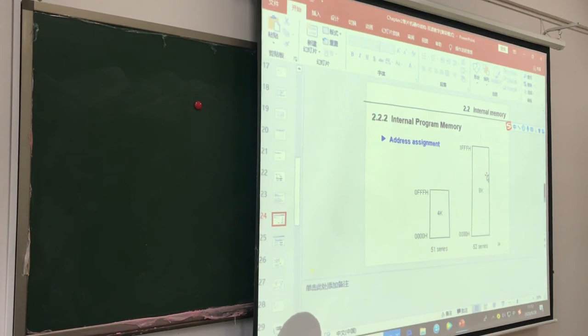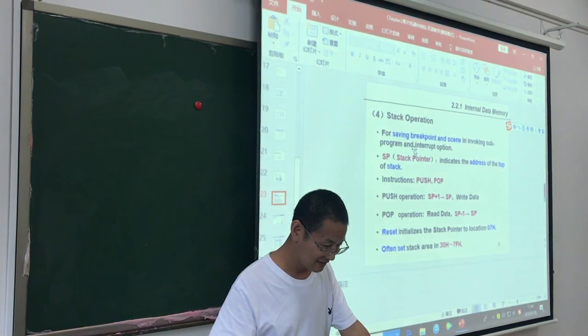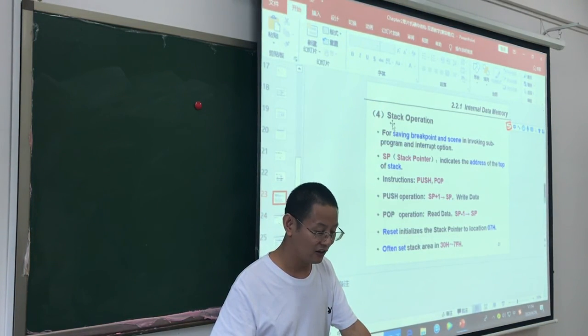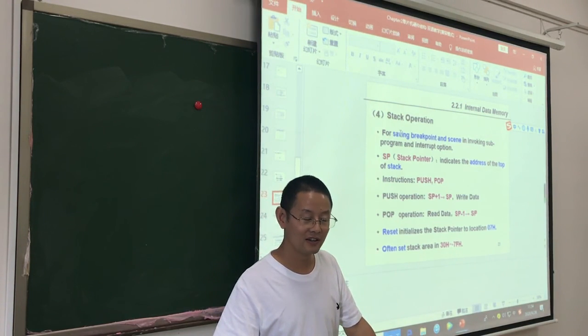Okay, can you repeat again? What is the use of stack operation? The meaning or the importance of stack operation. Say it loud. We can see the previous slide, the stack operation. You know how the stack operation works.